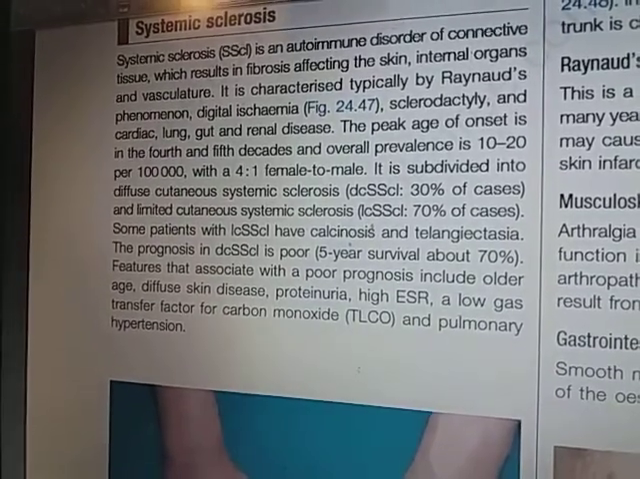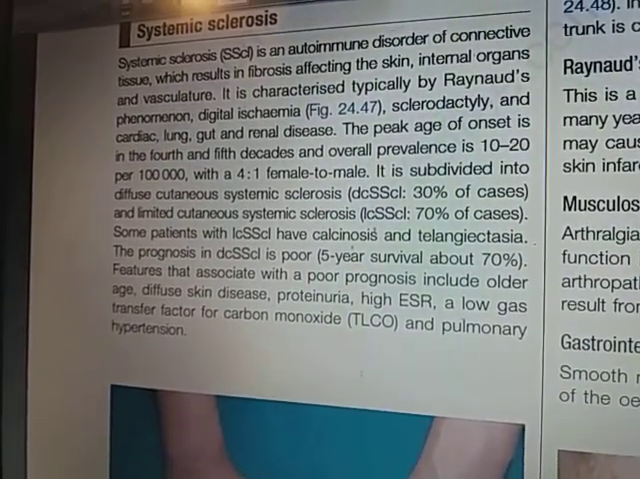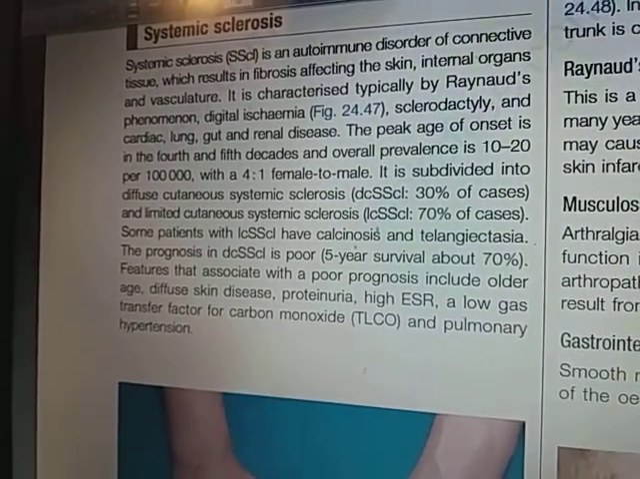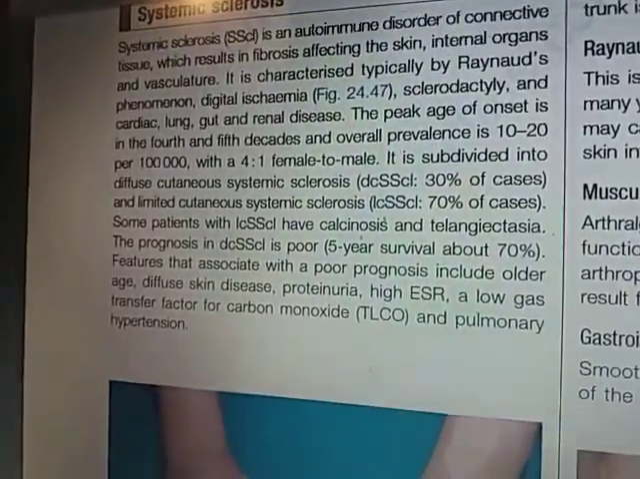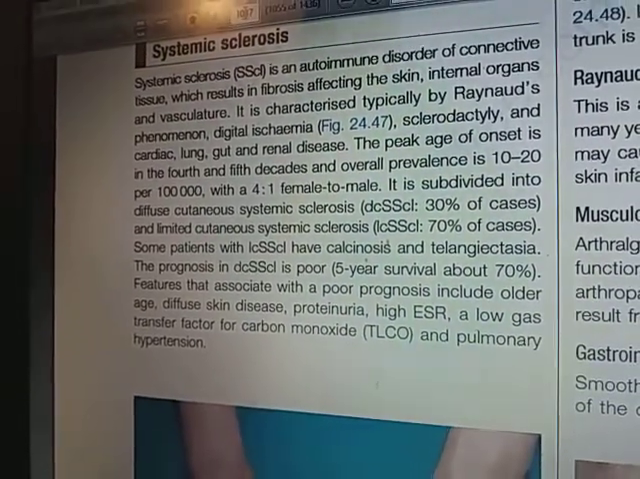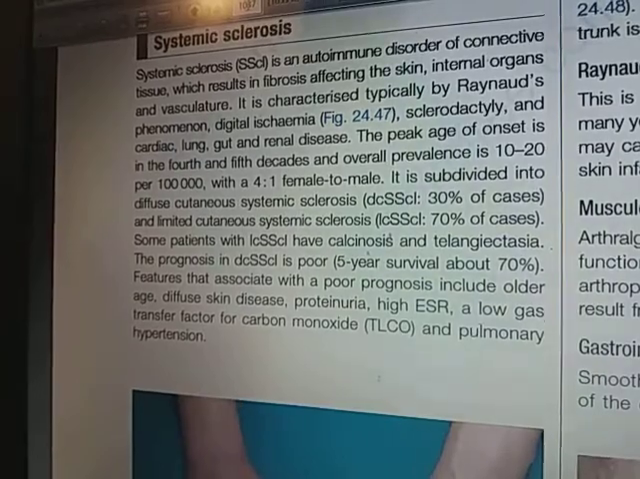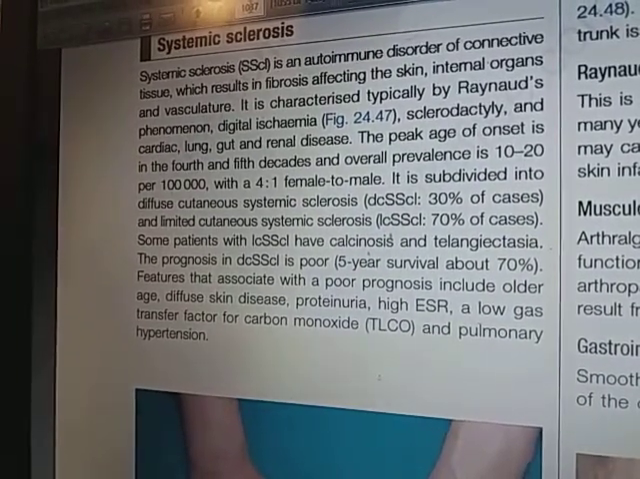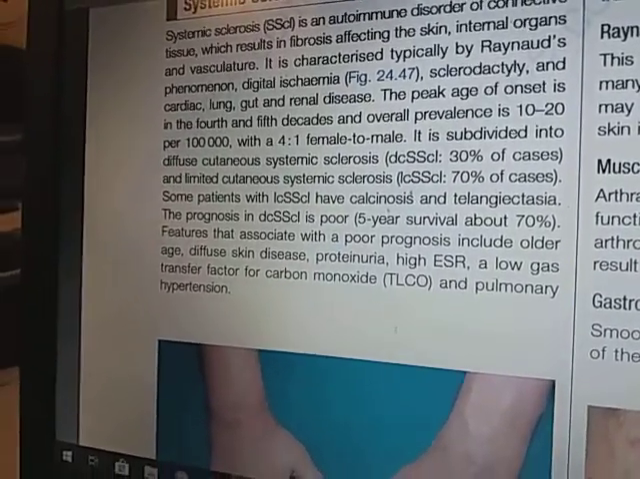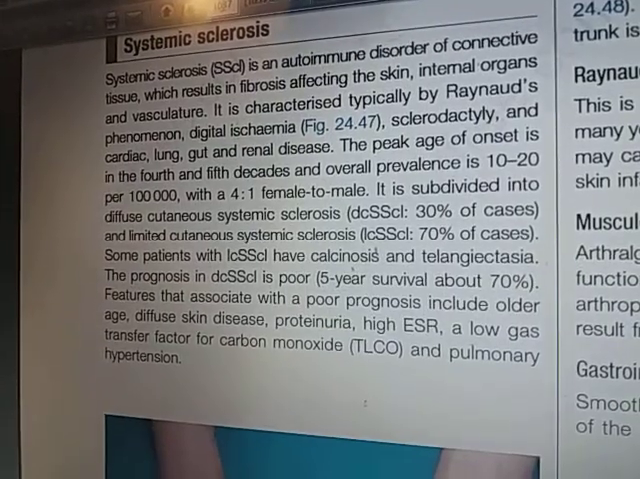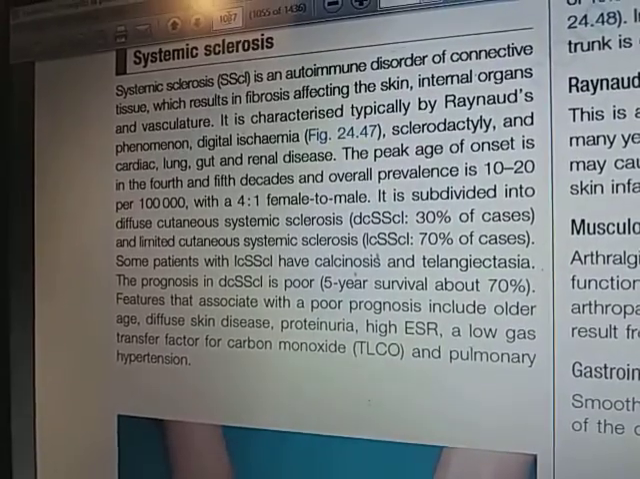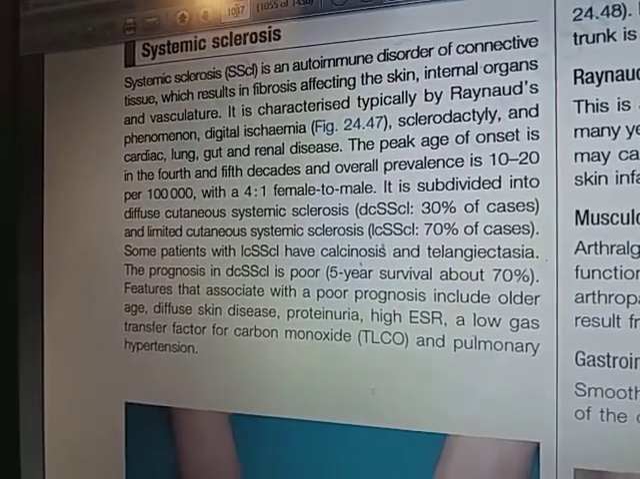The progressive visceral organ dysfunction is due to fibrosis. The presence of thickened skin, between brackets scleroderma, distinguishes systemic sclerosis from other connective tissue diseases. The scleroderma might be localized or it might be generalized. So one may have a diffuse cutaneous or limited cutaneous involvement.